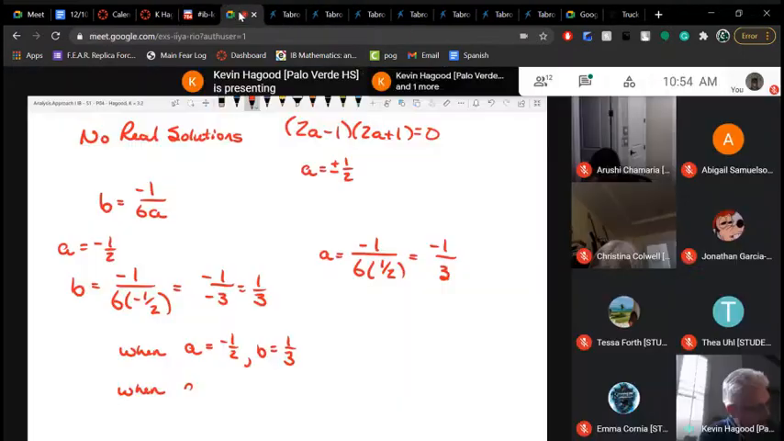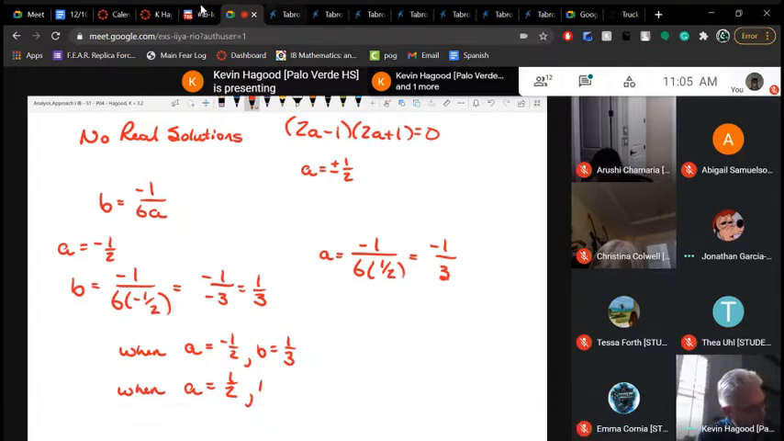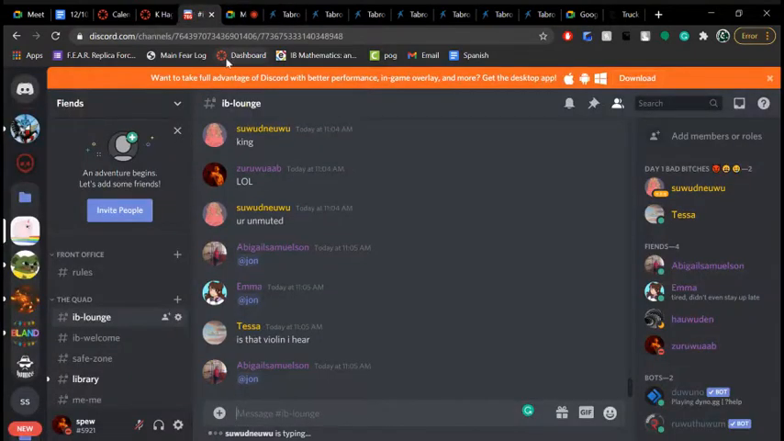When a is equal to positive 1/2, b is equal to negative 1/3.